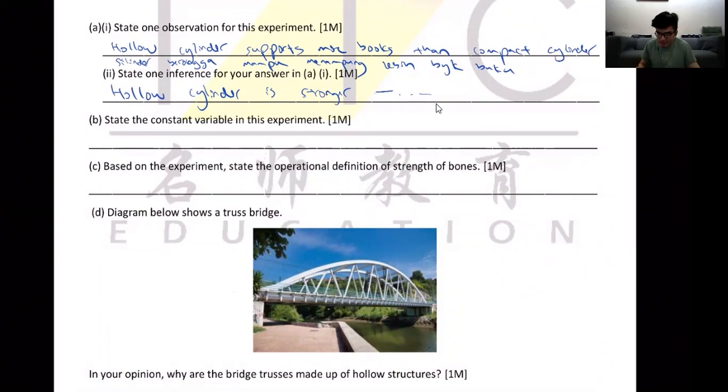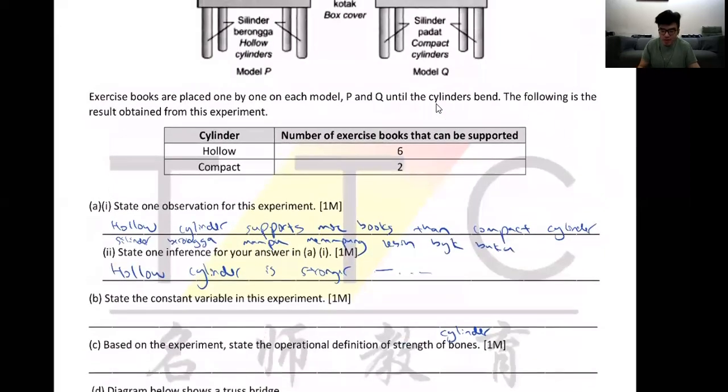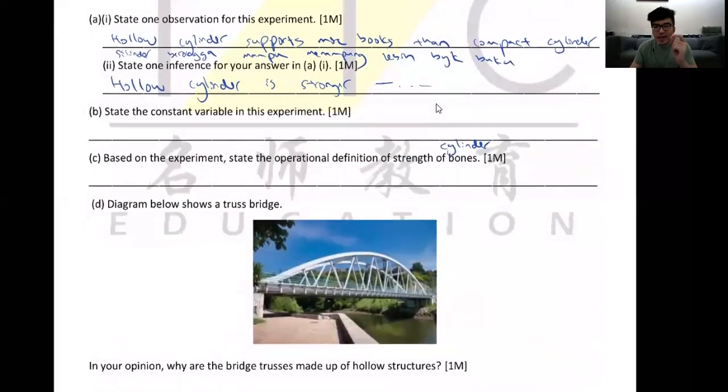Okay, so how do you define strength of bone? Strength of bone is like the strength of cylinder, right? Because the cylinder here represents the bone. So how do you define something? Defining something is easy. But defining something operationally, if it makes any sense to you. Operational definition is what?